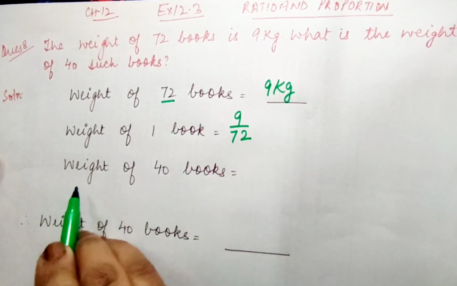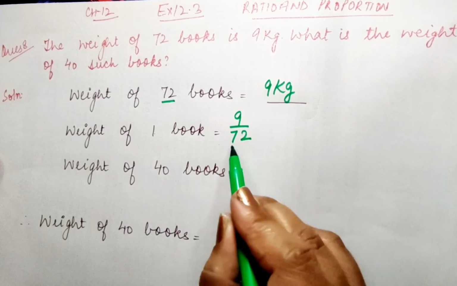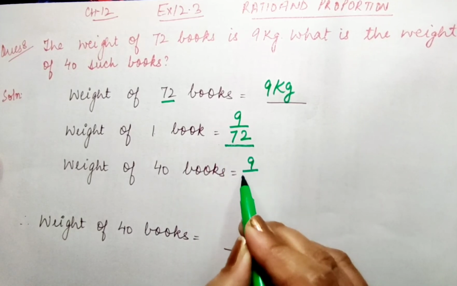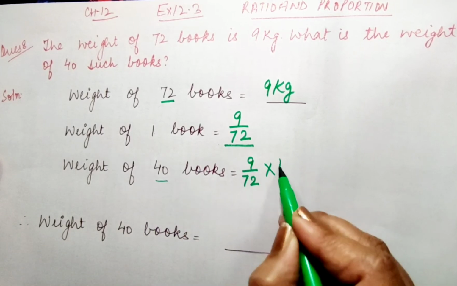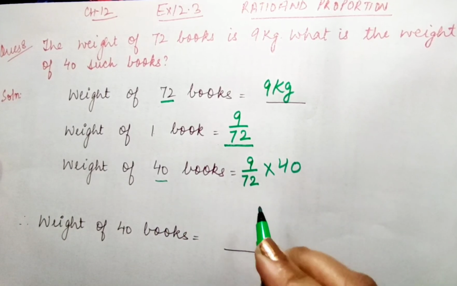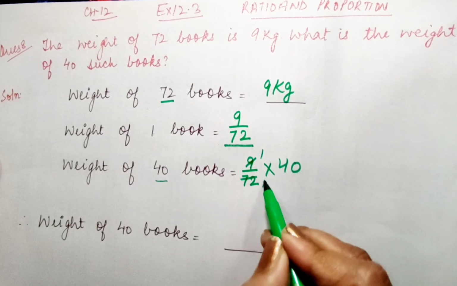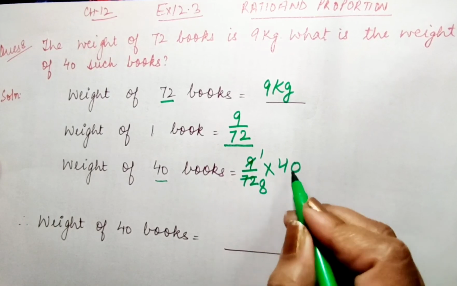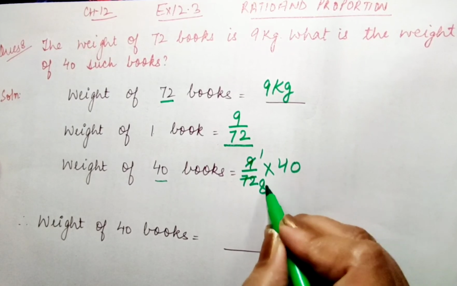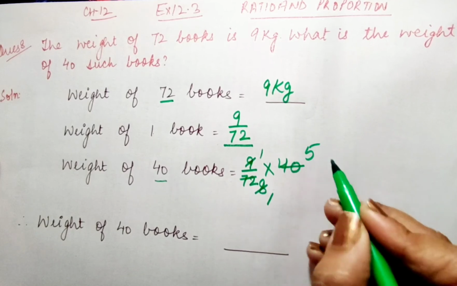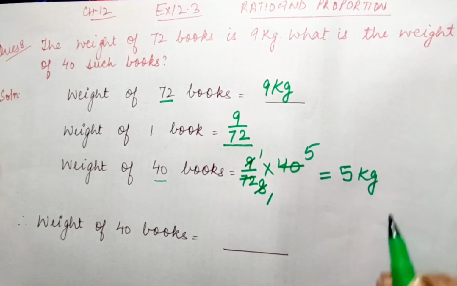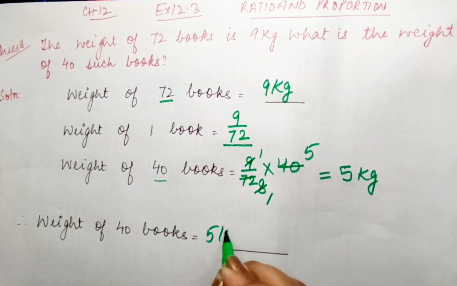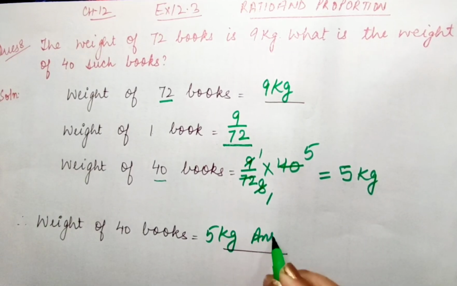Okay. Now weight of 40 books will be, this was weight of one book, 9 upon 72 should be multiplied with 40. So again just check, 9 ones are 9, 8 9s are 72. Now in table of 8 we can cut 40 and 8. So 8 ones are 8, 8 5s are 40. So here weight of 40 books will be 5 kilograms. So this is our answer.